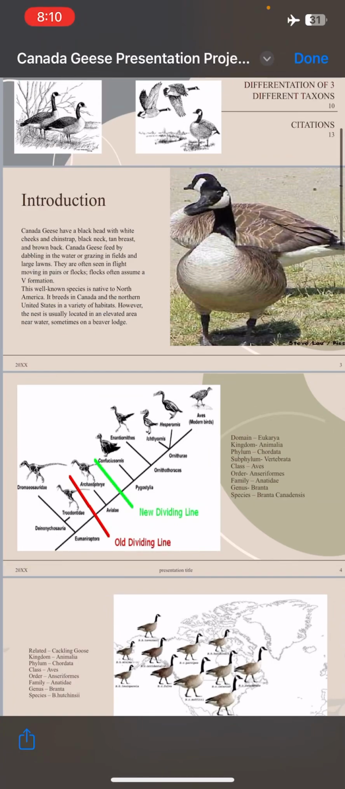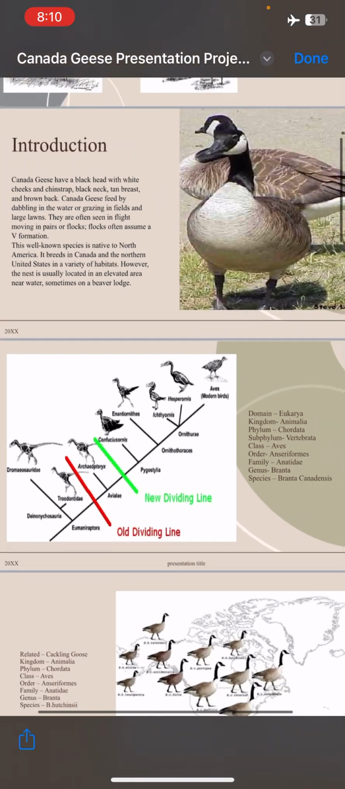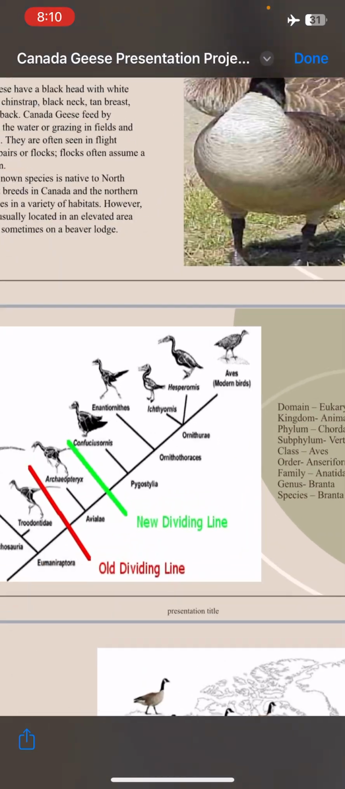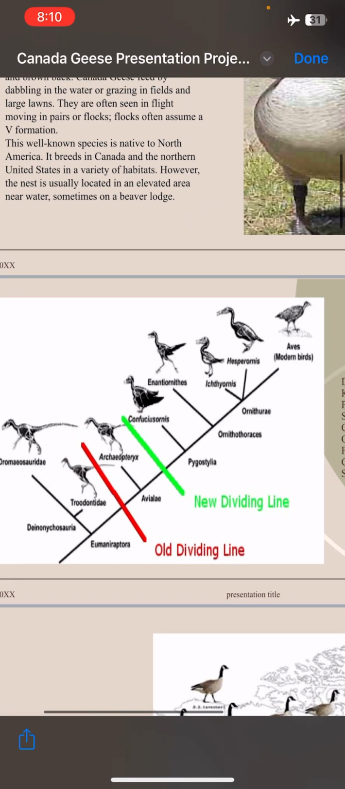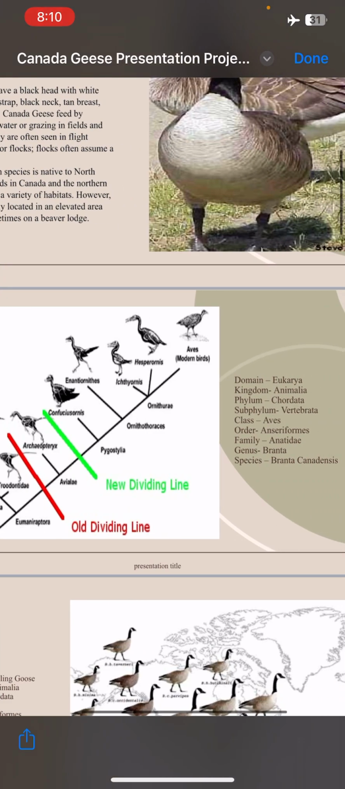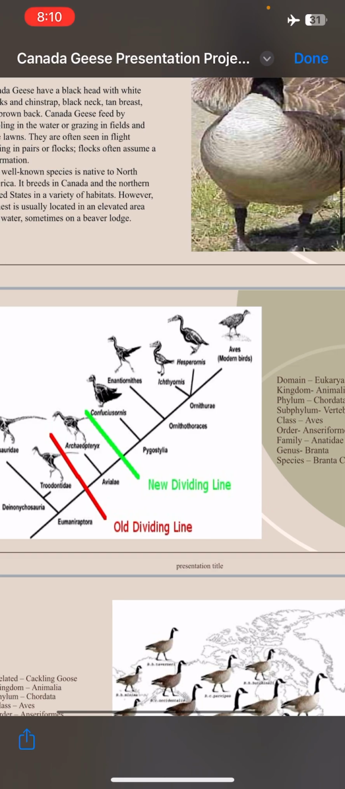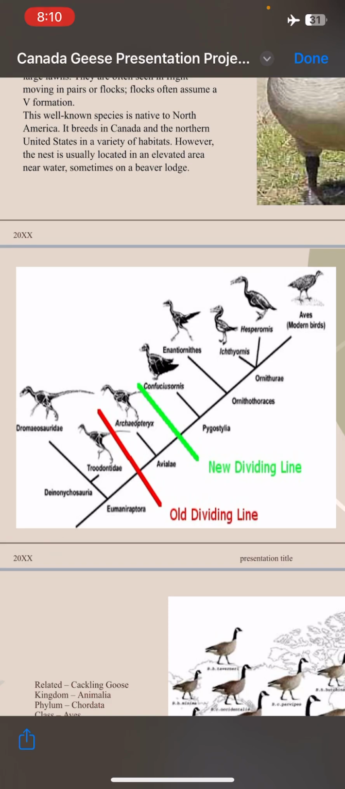And for this section, this is their tree of domain, kingdom and phylum, and all that I got from research and online. So it is pretty interesting that, as we can see here, this is the old dividing line, which is next to the Tordon today. Sorry if my pronunciation may be wrong.